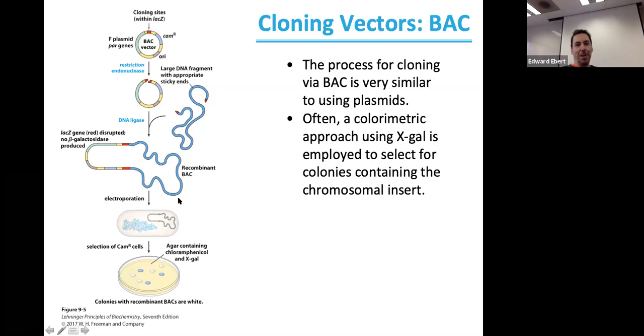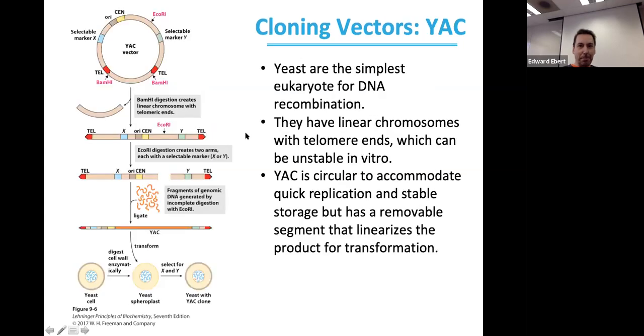Sometimes we'll do it the opposite way as well, where the ones that don't change color will have the insert, but it's just multiple options, multiple ways we can do this. Okay. If we look at our YACs, they're a little bit different, but yeast are the simplest eukaryotes for DNA recombination. They have nice linear chromosomes with telomere ends, so those can be unstable in vitro. So what we do with our YAC is we make it circular to accommodate for that, so we don't have to worry about it being cleaved off each time.